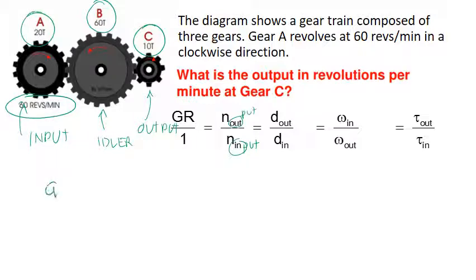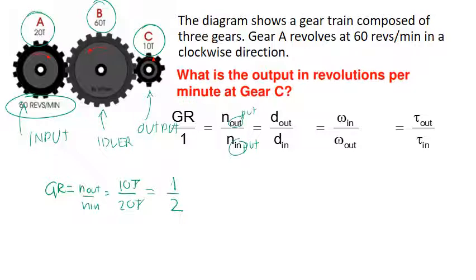So the gear ratio is equal to number of teeth out divided by number of teeth in. So the output is 10 teeth. I'm just plugging in what it tells me. And input is 20 teeth. So I'm going to reduce that. The teeth cancel out. 10 divided by 20 is 1 over 2. I'm going to write that as a ratio of 1 to 2. So my gear ratio is 1 to 2.